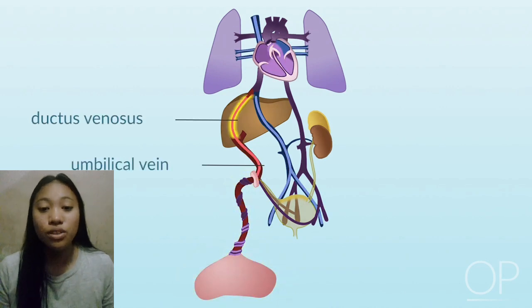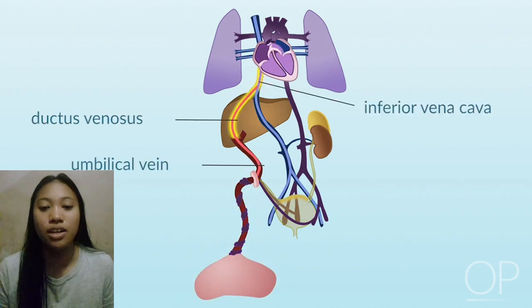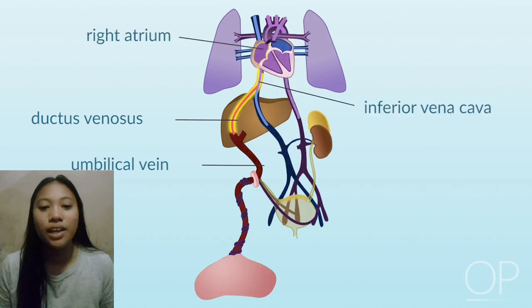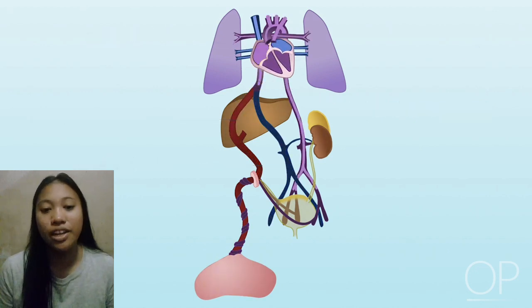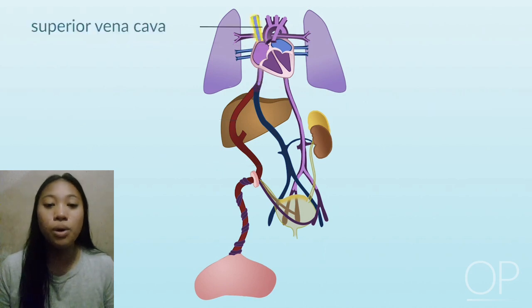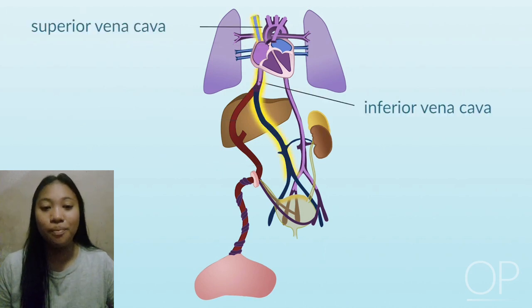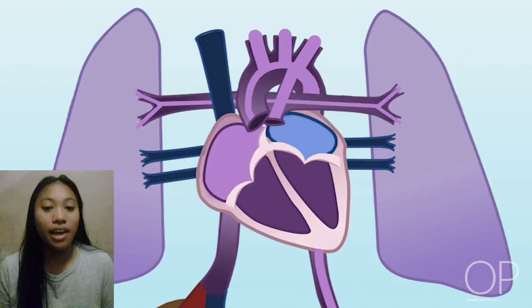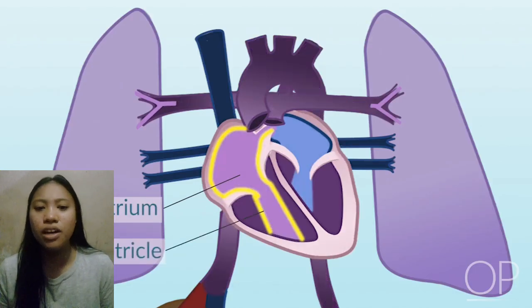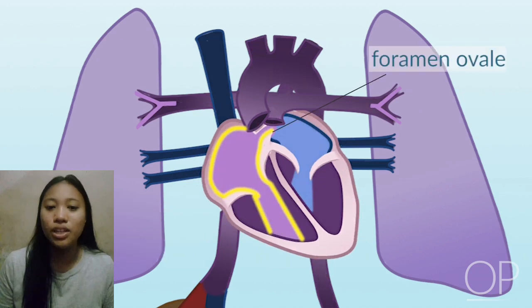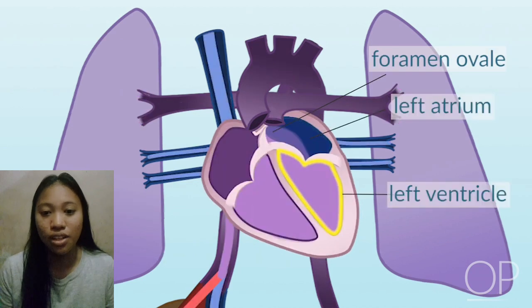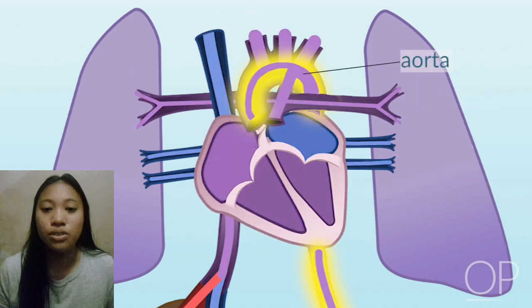Blood flows from the ductus venosus into the inferior vena cava up to the right atrium. This blood mixes with blood returning to the heart from the upper body via the superior vena cava and from the lower body via the inferior vena cava. And once in the right atrium, some of the blood flows to the right ventricle and some of the blood flows through the foramen ovale to the left atrium and into the left ventricle, where it is then pumped out into the aorta and to the body.